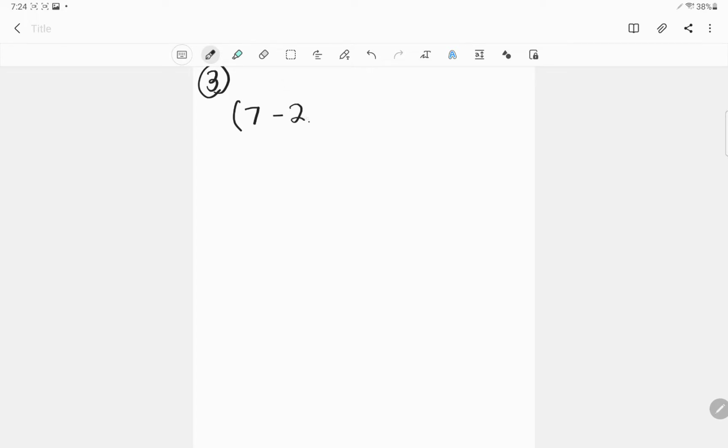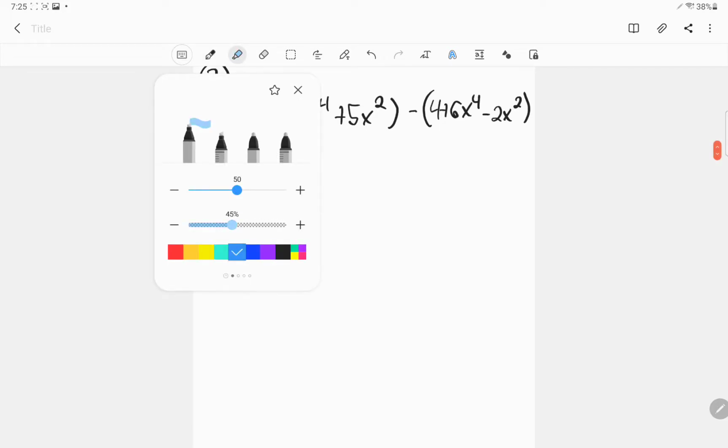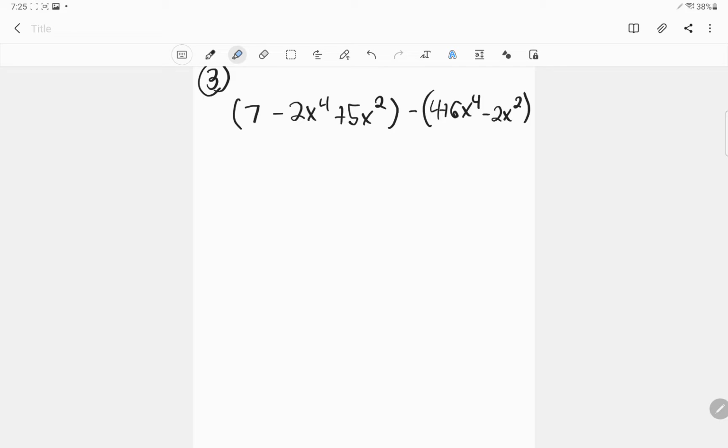7 minus 2x to the 4th power plus 5x to the 2nd power, minus, in parentheses, 4 plus 6x to the 4 minus 2x. Okay? We already wrote everything. Now we're going to have to start pairing our things, making sure we identify what we have.